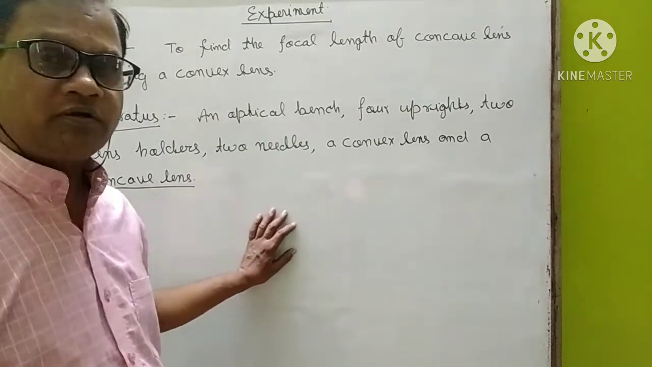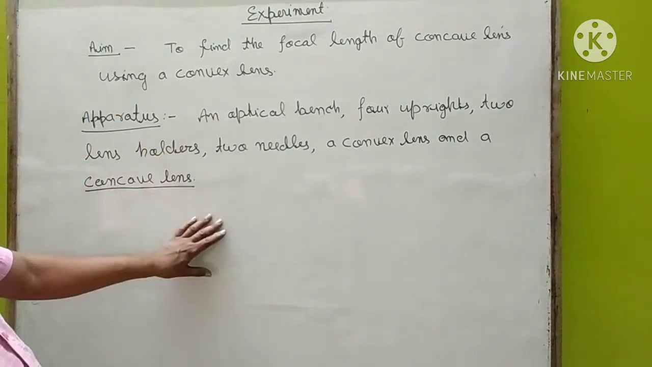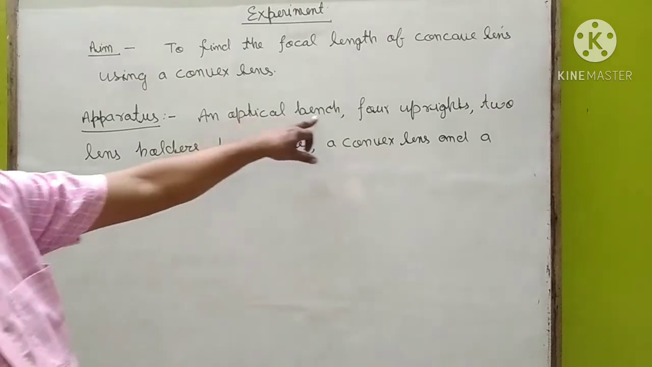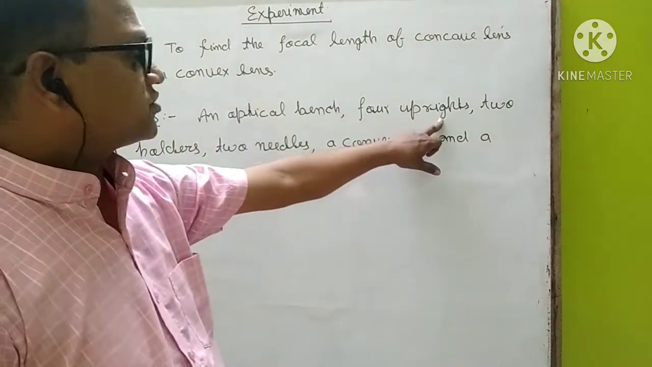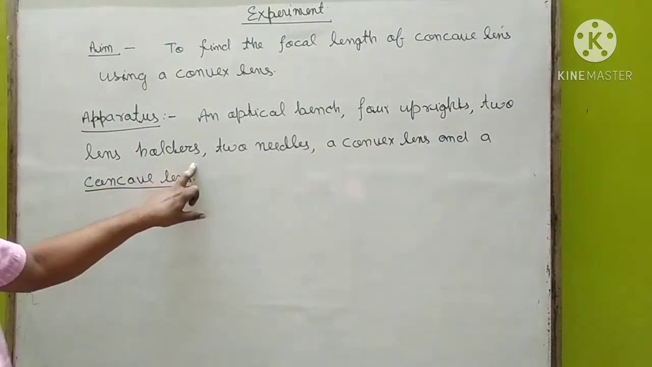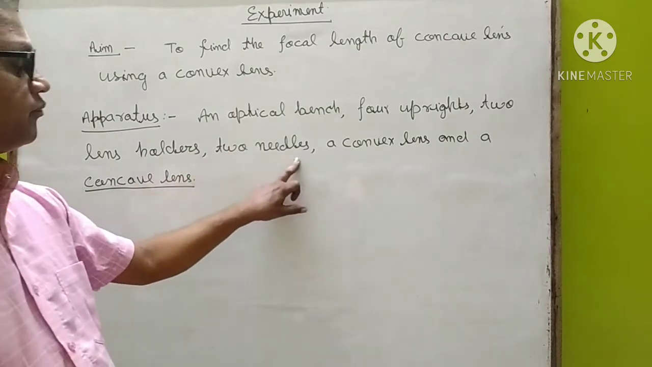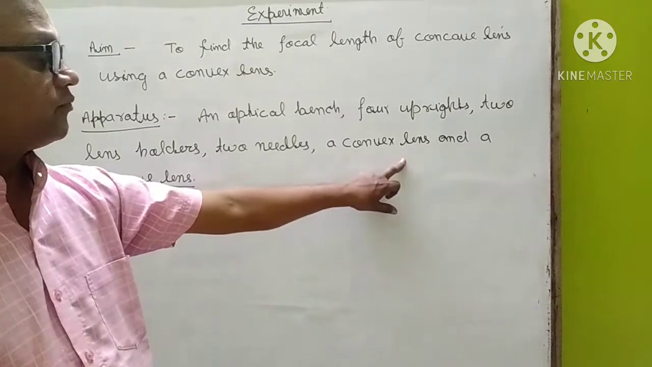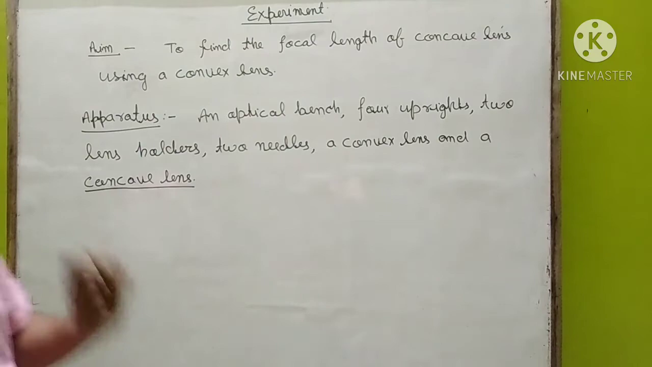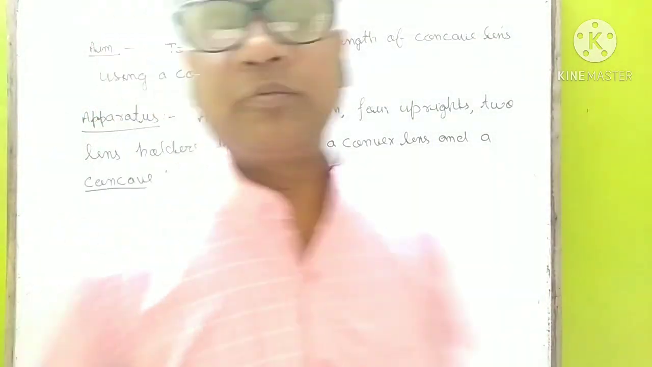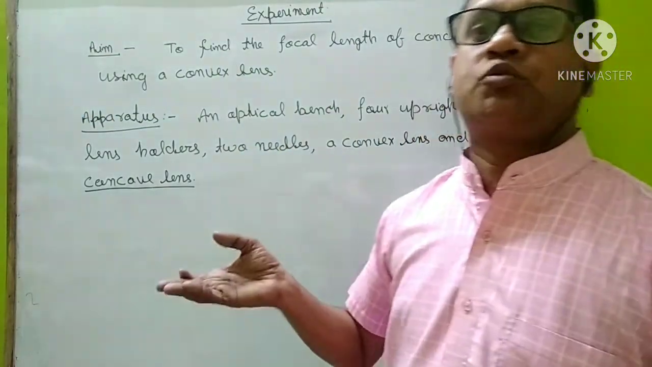In this experiment, we use these apparatus: an optical bench, 4 uprights, 2 lens holders, 2 needles, a convex lens and a concave lens. The concave lens is the one whose focal length is to be determined.